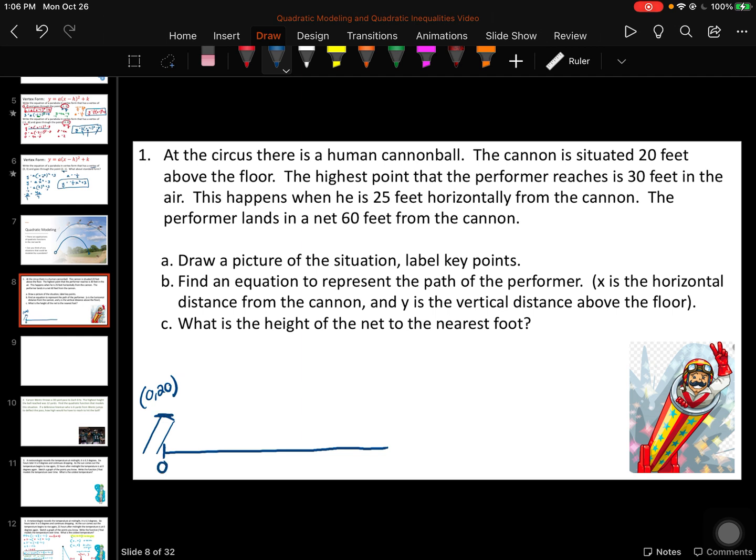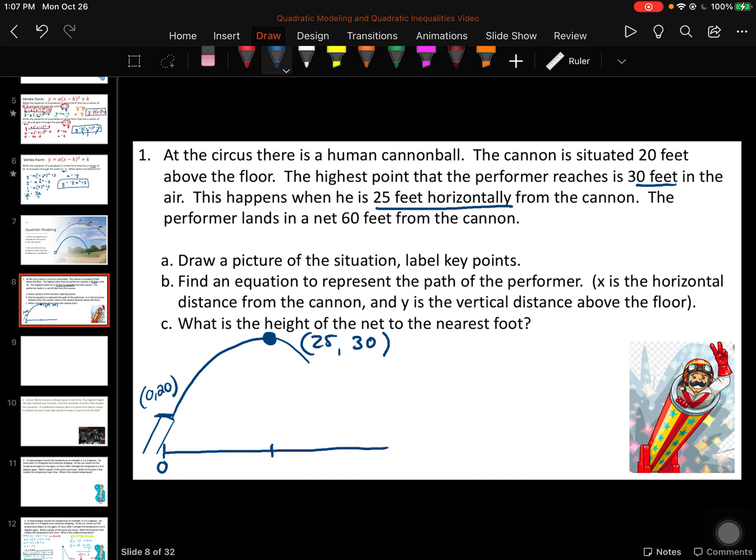And it says the highest point, so we shoot this guy out of the cannon, he goes up, and then he comes back down. The highest point he reaches is 30 feet in the air. I don't know how far he's traveled horizontally, but I do know it's 30 feet in the air, so I know the y. Oh, it does say 30 feet in the air, and this happens when he's traveled 25 feet horizontally. So this point right here is 25, 30, and you might notice this is the maximum. The maximum we know is the vertex. So this is good. You have your vertex.